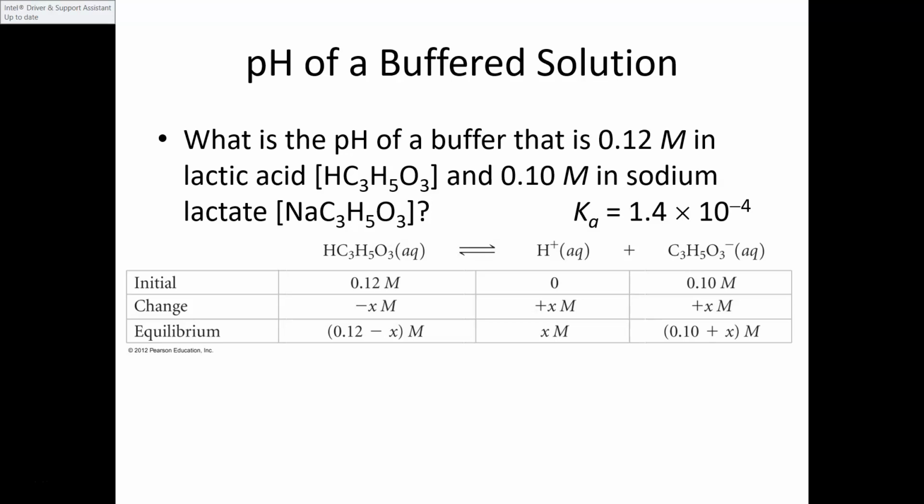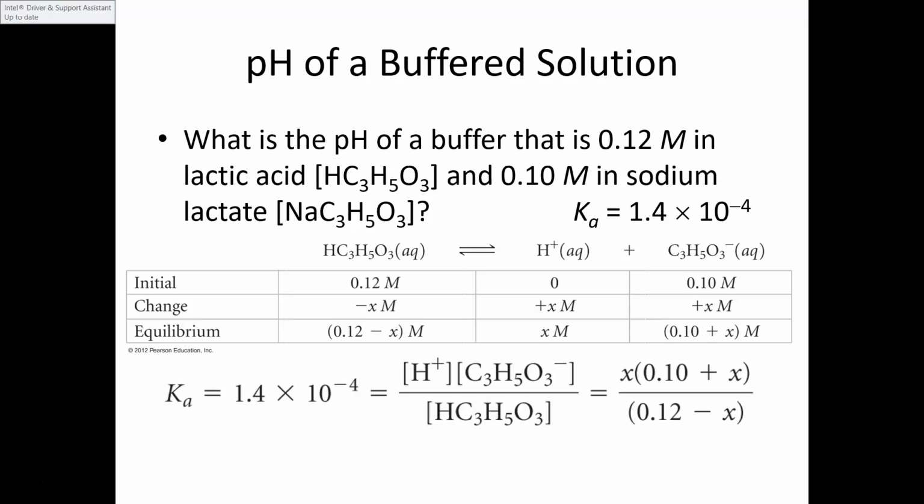Once we have our equilibrium concentrations determined, we can plug that into our good old equilibrium expression and solve for X. In this case, the pH of the solution would be expected to be around 3.77, making it an acidic solution and falling somewhere near the range of the pKa for the solution.